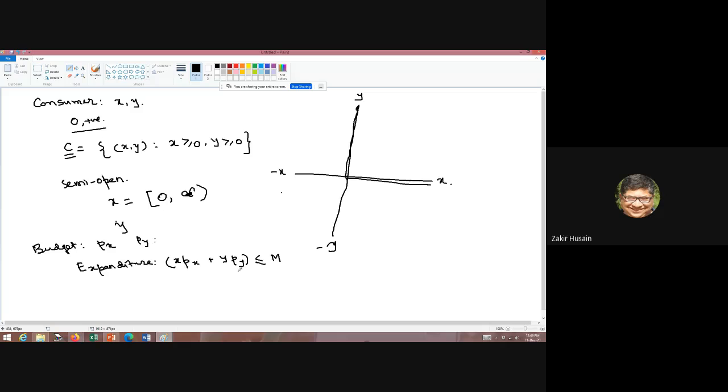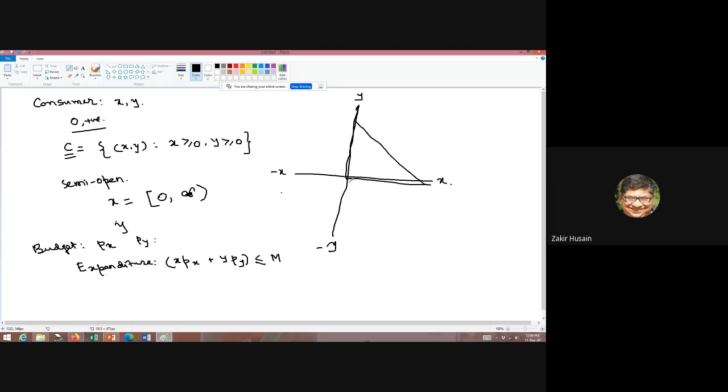Okay. How do we draw this? It's a straight line, right? On which quadrant? The first quadrant part. Okay. Will it be negatively sloped or positively sloped? Negatively sloped. Yeah. So it will be like this.